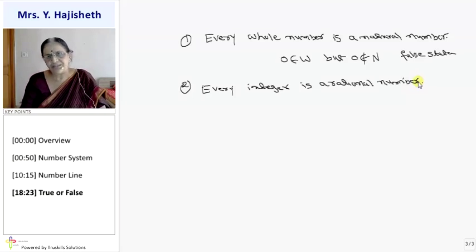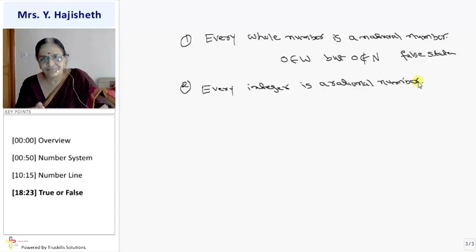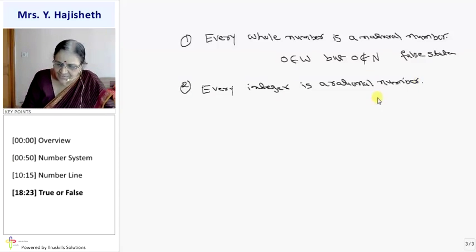Yes. Every integer can be represented in the form p by q, where p and q are integers, but q is not 0. Suppose you take any integer, -3. It is -3 by 1. P is -3, q is 1. So every integer satisfies the definition of a rational number. So this statement is true.